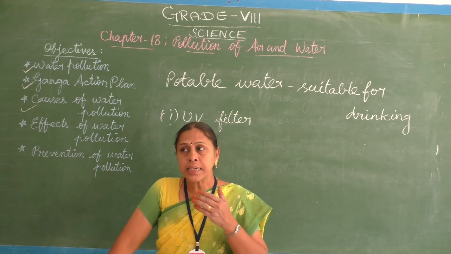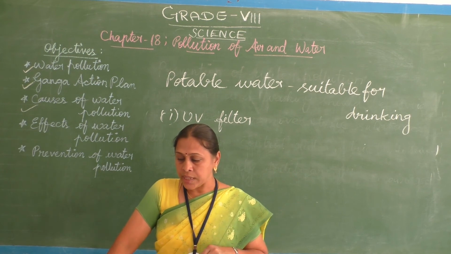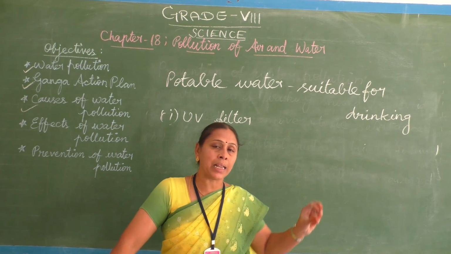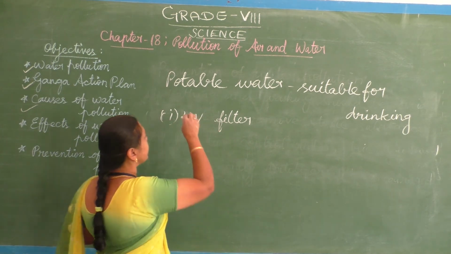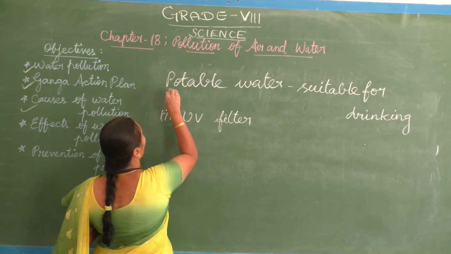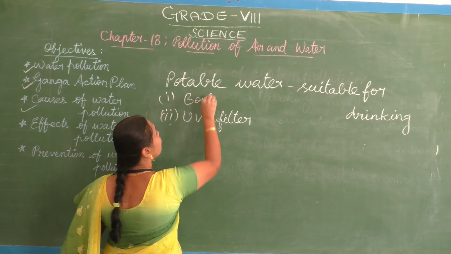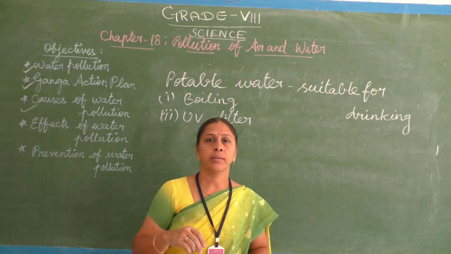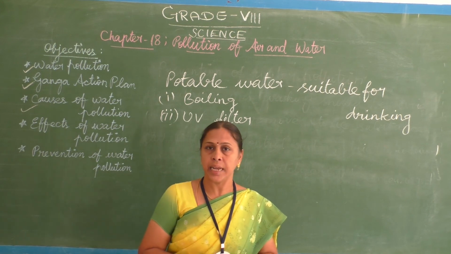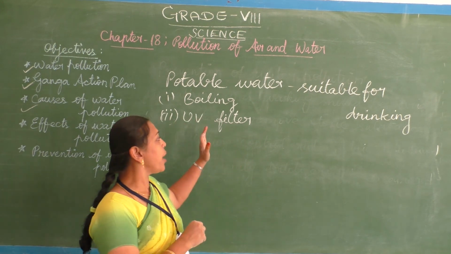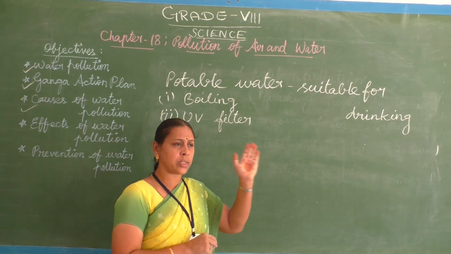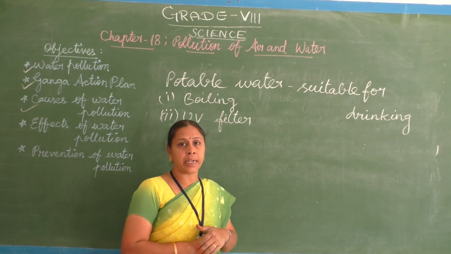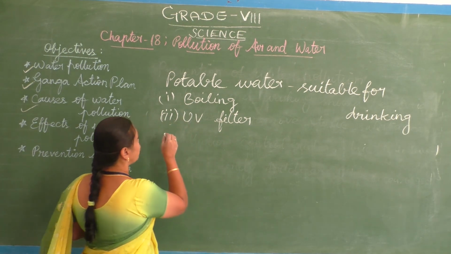So filters with UV, the ultraviolet light itself will kill the germs. The best method is, first, boiling. We have to boil the drinking water. It will kill the germs present in that water. The other one is to use the water filters available in the market. They contain the UV filter. That also we may use.